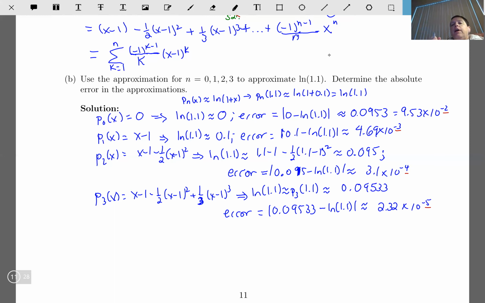First of all, the polynomial can be easily computed. So it could be used to approximate the function on the fly, right? If you don't have a calculator that does natural log, and I don't know why you wouldn't in 2020, but let's say you left your phone at home and someone asked you to calculate log of 1.1 and you didn't have a calculator. You would just do the second Taylor polynomial. That gives me an error of about 10 to the minus 4th. That's a really good approximation.